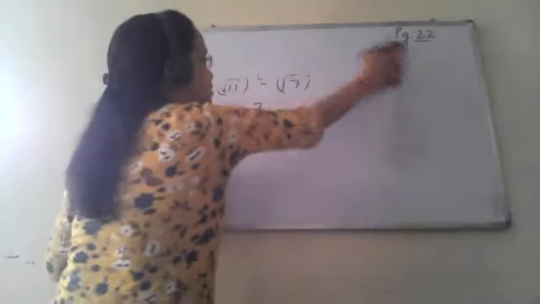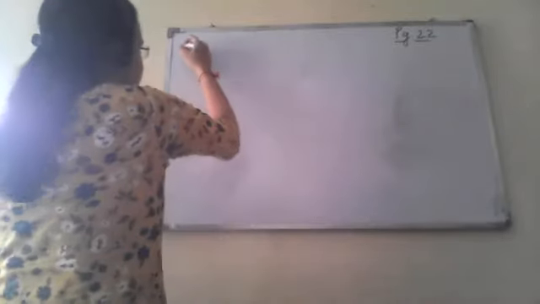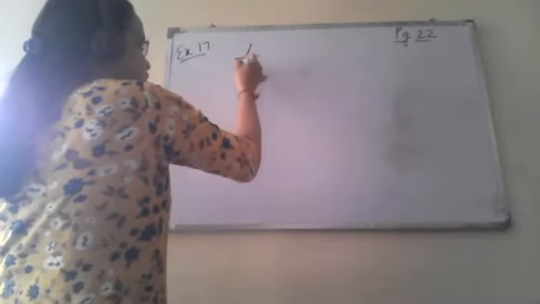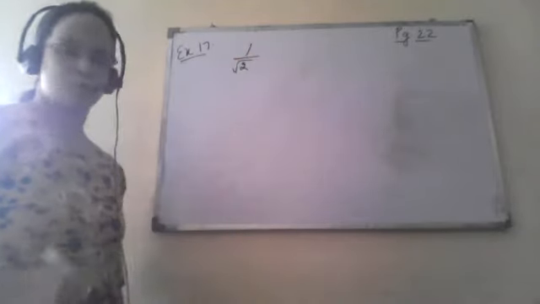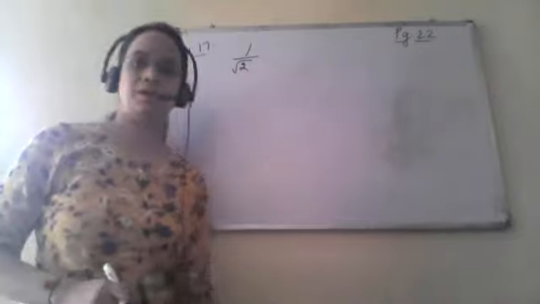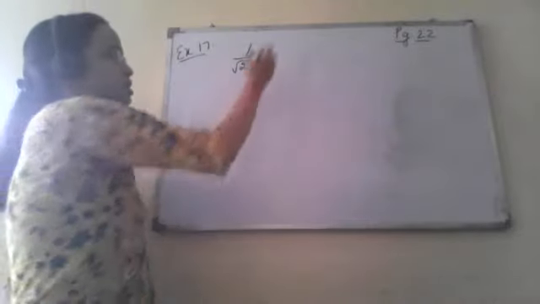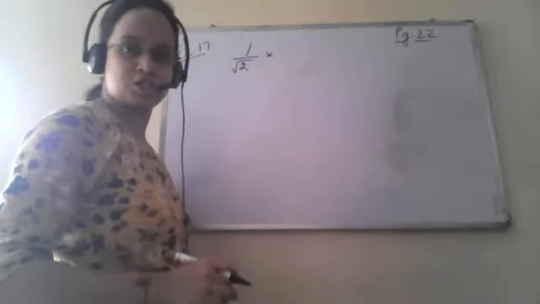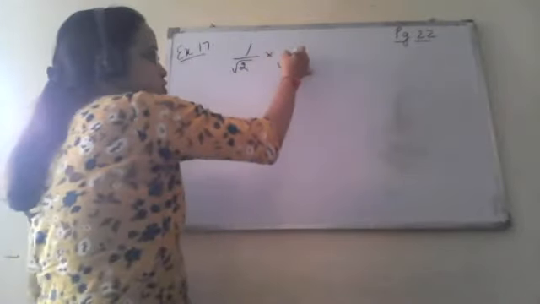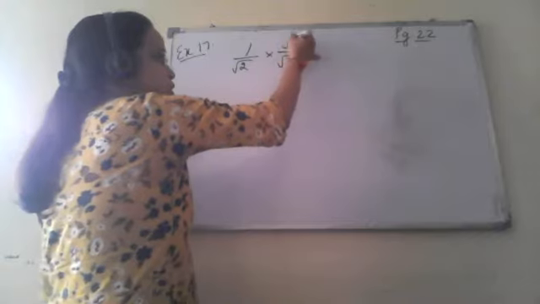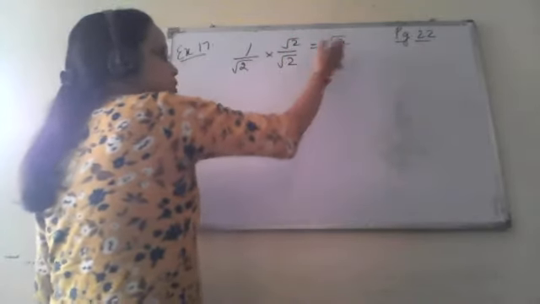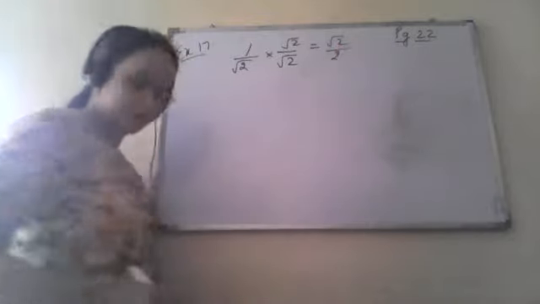Now the next example is very simple. Example 17. So we have to rationalize the denominator of this. I told you in the beginning, when I was explaining how to rationalize, that we have to rationalize the denominator. So in order to make this a rational number, we will multiply its denominator as well as numerator by root 2. So the numerator will become root 2 and the denominator will become 2, and 2 is a rational number.